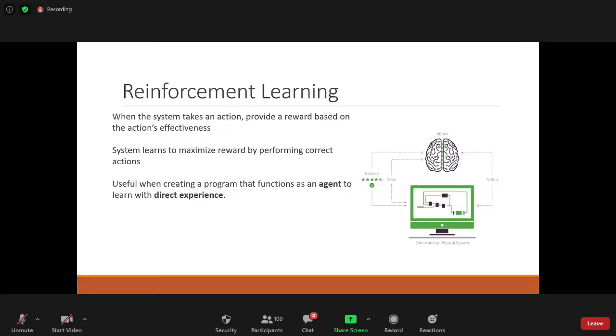behaviors. So this is useful when you're creating an autonomous program of some sort or an agent to learn with direct experience. So rather than having a very large data set with pre-labeled data, if you want an agent to learn manually through its own experience, reinforcement learning is the method to choose.